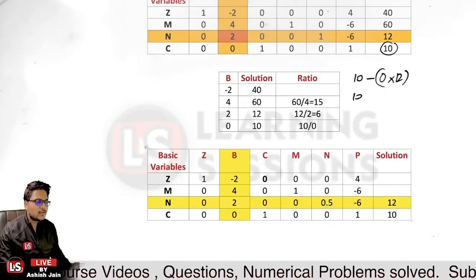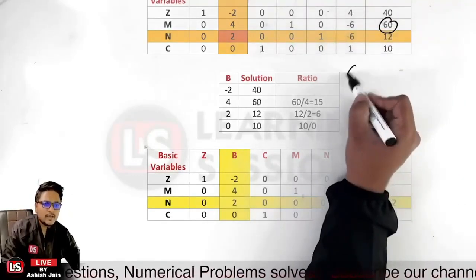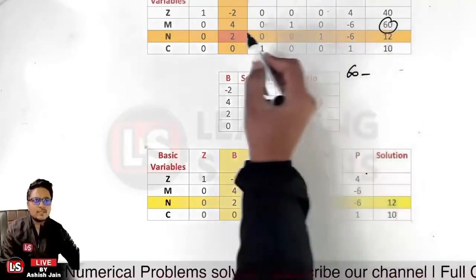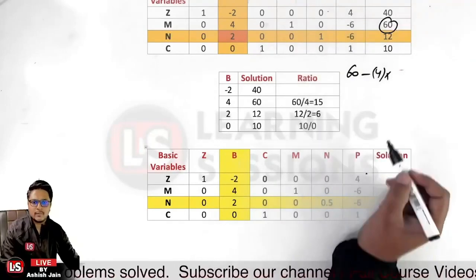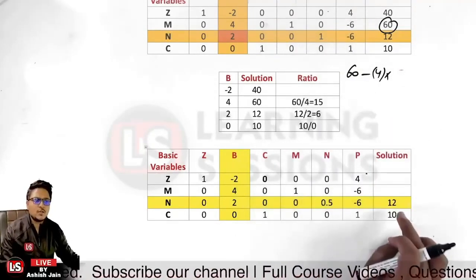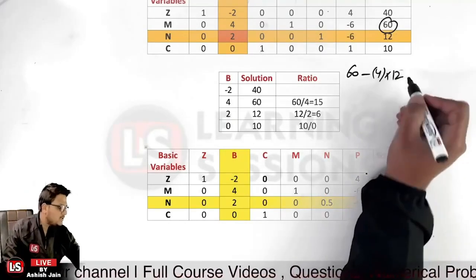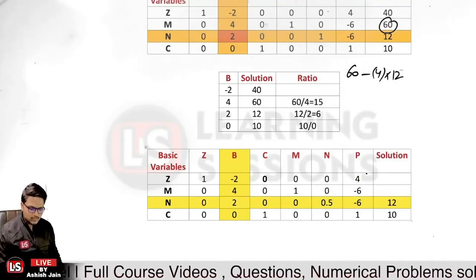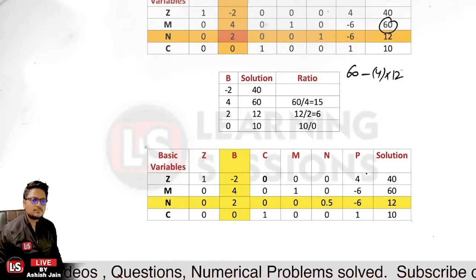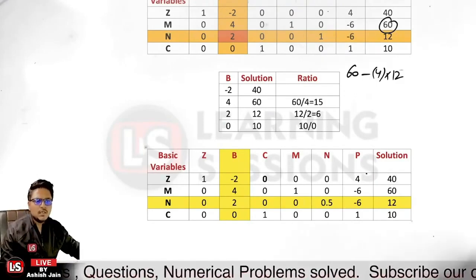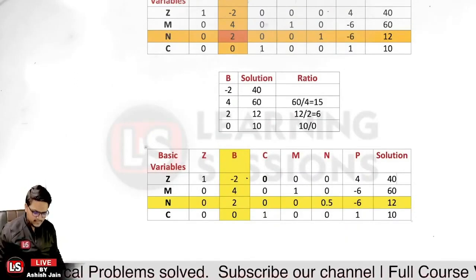And further, if I want to calculate for 60, how will I be solving it? It will be 60 minus the pivot entry for 60, which is 4, multiplied by the new pivot entry. The new pivot entry is equal to 12 again. So it will be 60 minus 48. I'll be writing the values again over here. That is how we'll be writing the values over here.